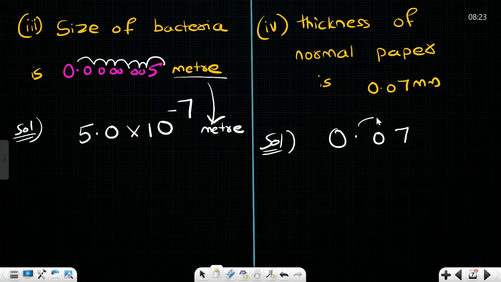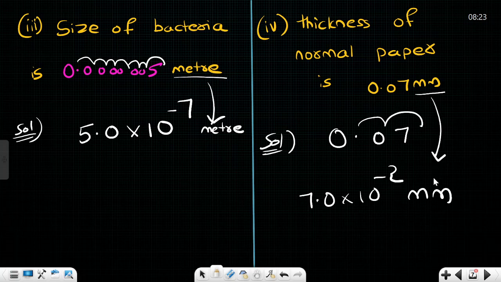0.07. Now I want to take this point 2 places ahead. So 7.0 into 10 power minus, since I am taking 2 places ahead, I have to bring back 2 places. So 10 power minus 2 mm. Just write this one as it is. No need to worry what is that mm. Millimeter. You know it, right? 7 into 10 power minus 2. I hope so. Example 3 is clear for you.